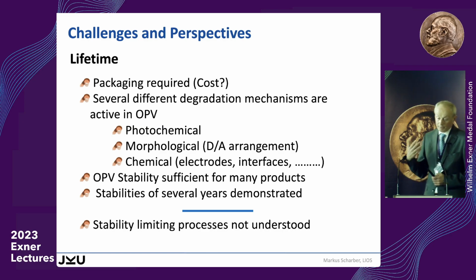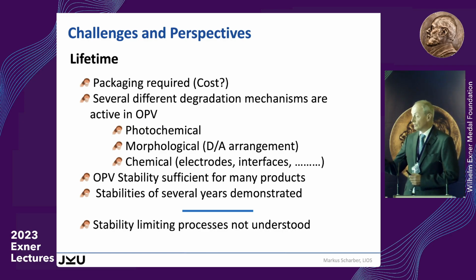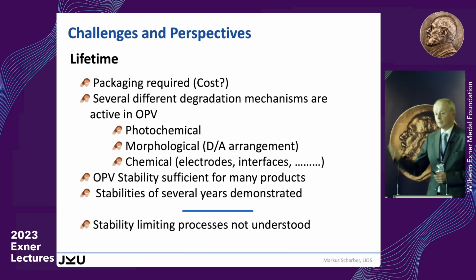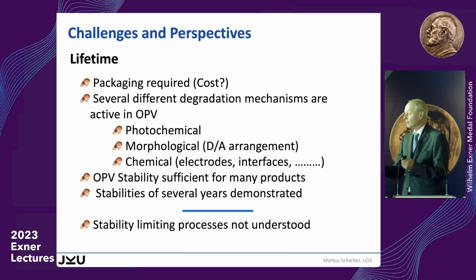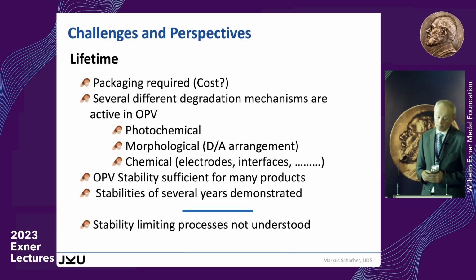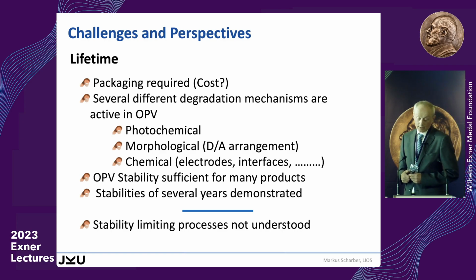What is a big challenge is we don't know what is finally limiting the stability. So nobody can stand up and say, we know that OPVs can be stable for maximum 25 years. We don't know this. There might be some intrinsic processes, and actually there are some indications that at the end there will always be some degradation, which definitely will limit the lifetime. But this is a little bit too early to tell.